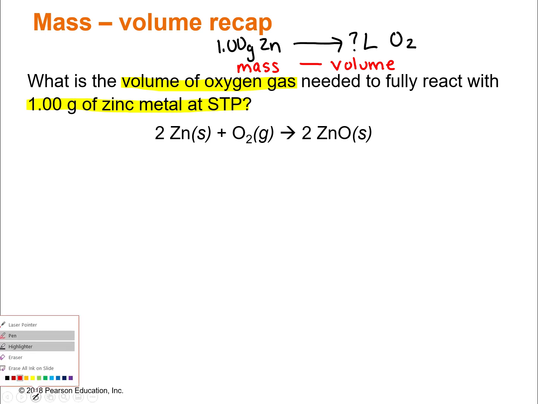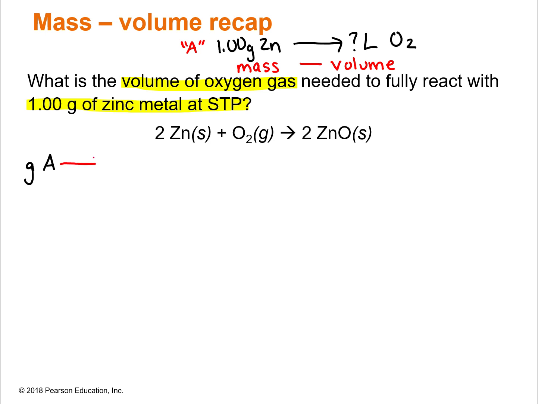First, I'll put up the generic how to solve it for mass to volume, just like I did with the mass to mass. We're starting with grams of A. And zinc is our A in this case again. We need to get to moles. That's always the first step. Take what you have and get to moles.